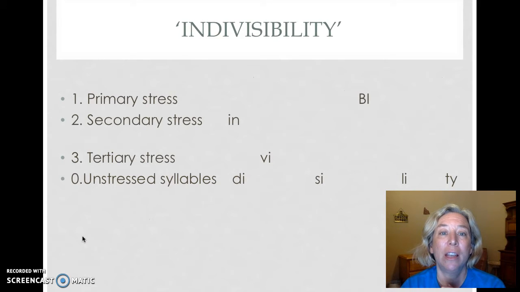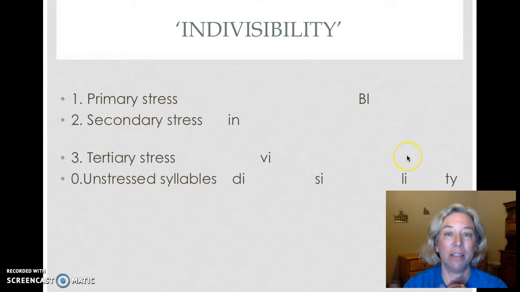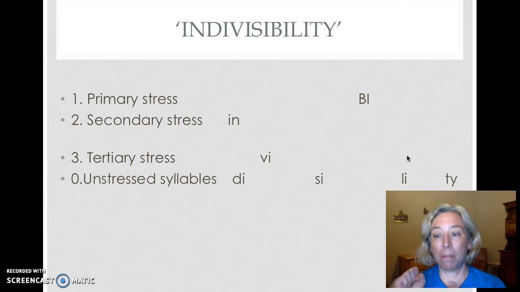In the word indivisibility, b has primary stress. The first sound, in, has secondary stress. And in this case, the syllable v has tertiary stress. So there's 3 levels of stress. This is a better example in my opinion.